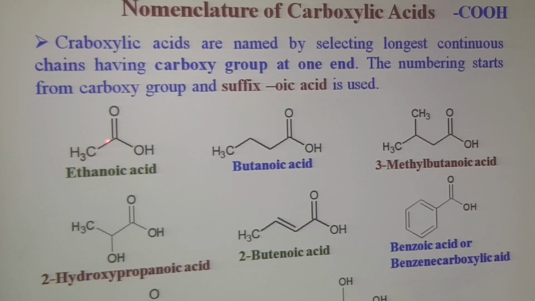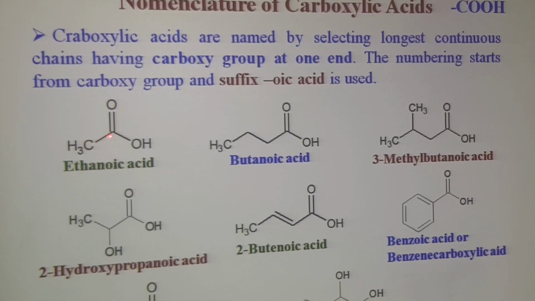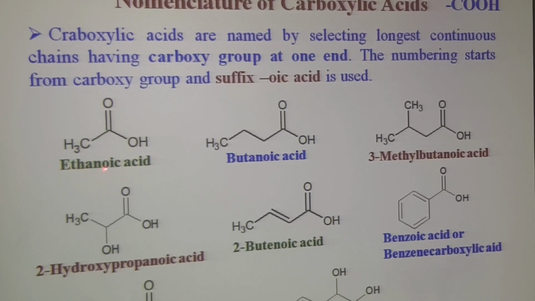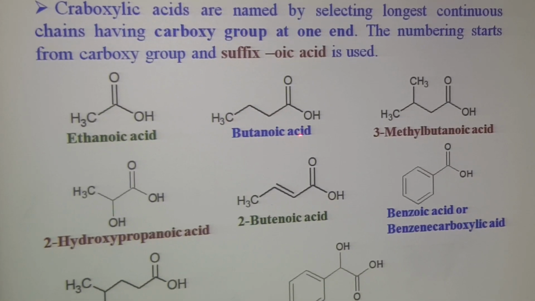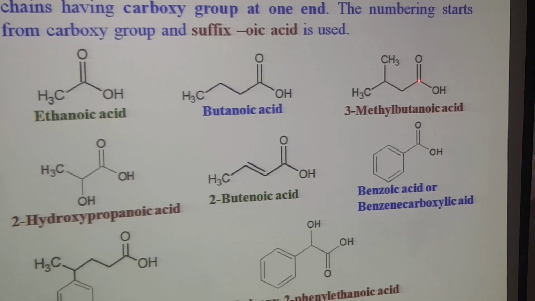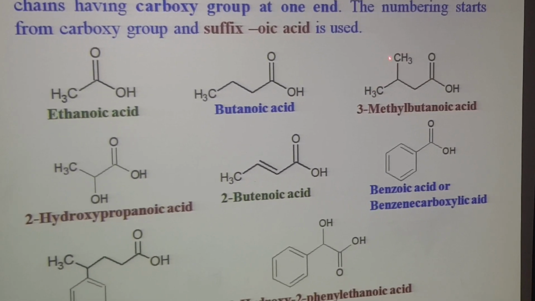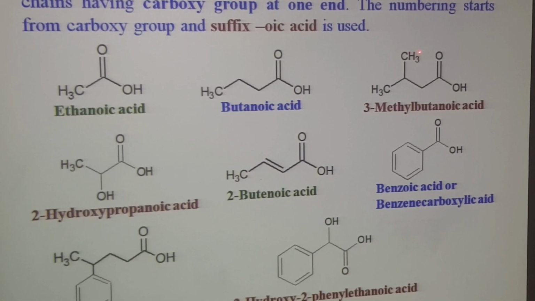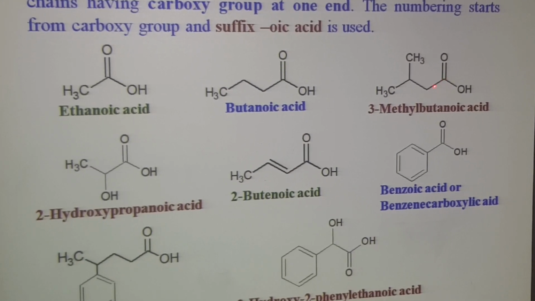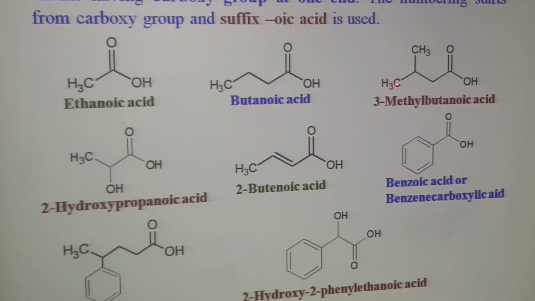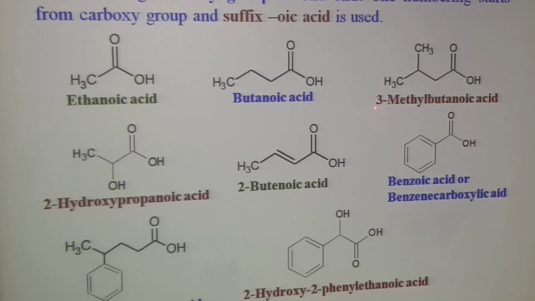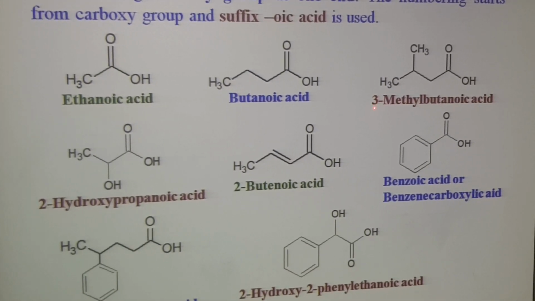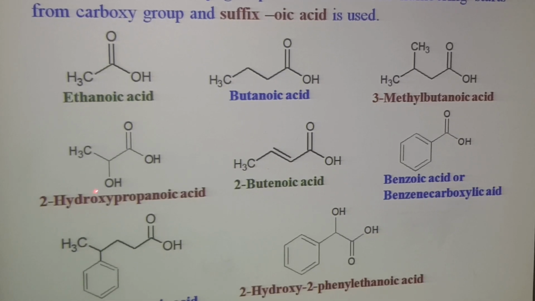Here you can see that we have a 2-carbon carboxylic acid. It is known as ethanoic acid. Here we have 4 carbons. It is butanoic acid. Again we have 4 carbons, but one substituent methyl group is present here. Numbering starts from this carbon: 1, 2, 3, 4. Name of this compound is 3-methylbutanoic acid. So it shows the methyl group is present at position 3.